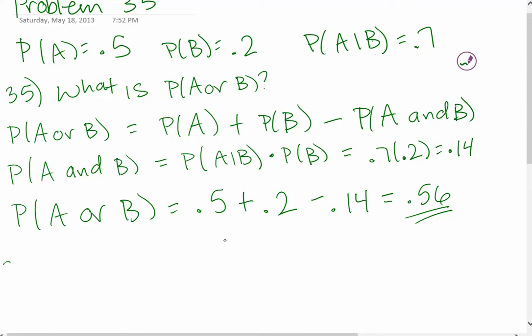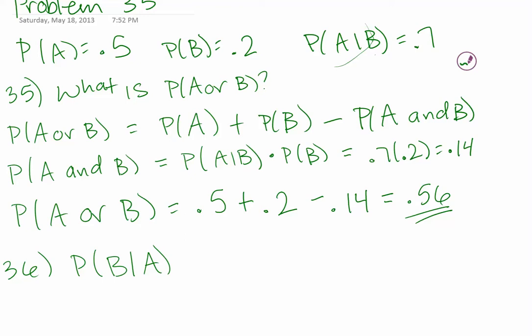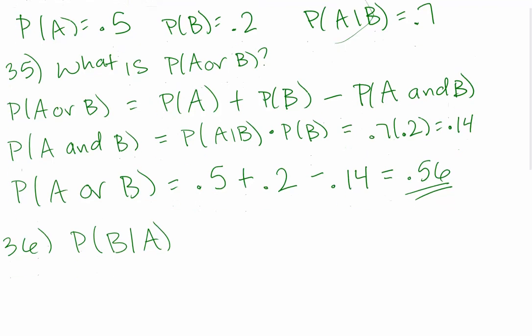Let's move on to question 36, where they asked us to find the probability of B given A. Notice here we have the probability of A given B. Now we want to find the probability of B given A. So we basically want to switch those conditional probabilities. This is why people invented Bayes' rule, but we don't actually need to memorize Bayes' rule. We can still just find this using the formulas that we know.